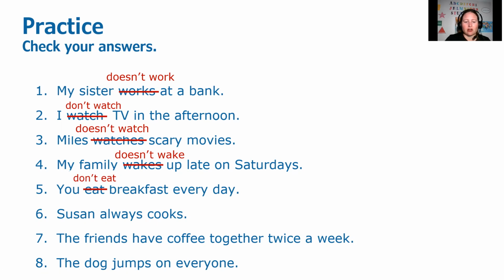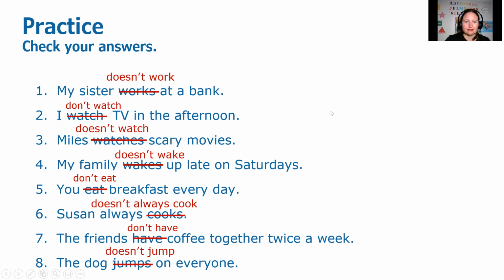Number 6, Susan always cooks. Take out cooks, and doesn't comes before always. Susan doesn't always cook. Number 7, the friends have coffee together twice a week. Take out have. The friends don't have coffee together twice a week. And number 8, the dog jumps on everyone. Take out jumps. The dog doesn't jump on everyone.